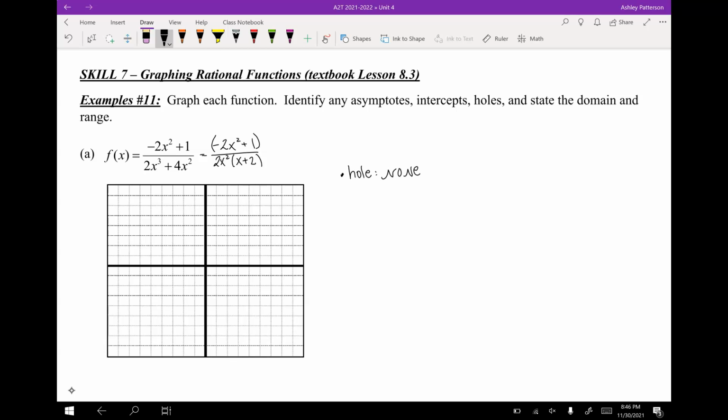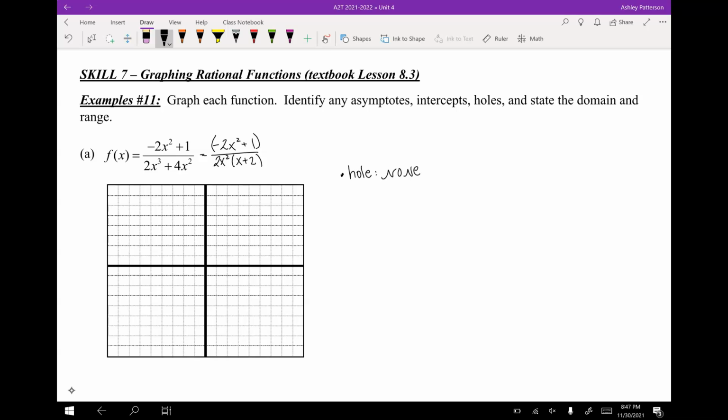The next thing we want to look for, and there is a reason why I'm going in this order, if you have a hole, every other characteristic that you find must come from the simplified equation. Every characteristic that you find must come from the simplified equation. I can't stress that enough. If you need to, pause this video, write that down.